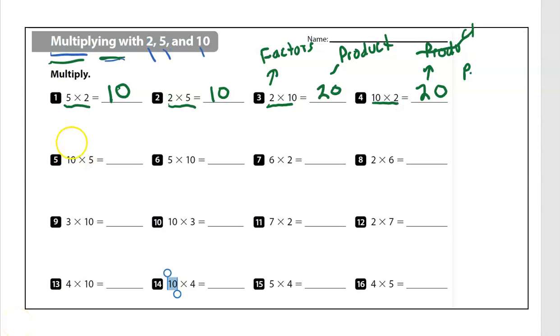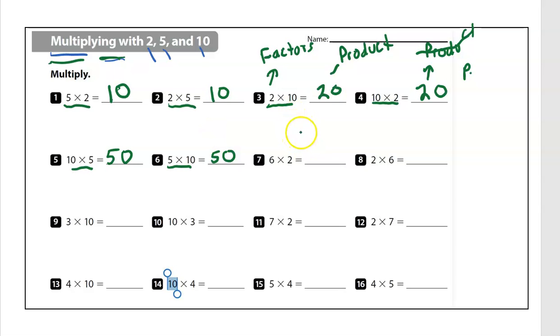Okay, I think I got it situated now. Here we go. 10 groups of 5, 50. Whoops. 50. 5 groups of 10, 50. Look at that again. Factors are in a different order, but our product, remember our product is the same.